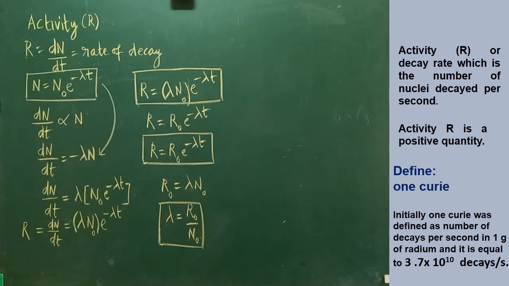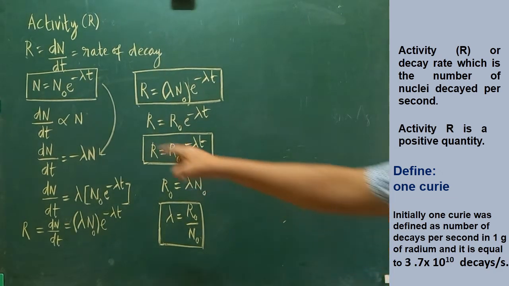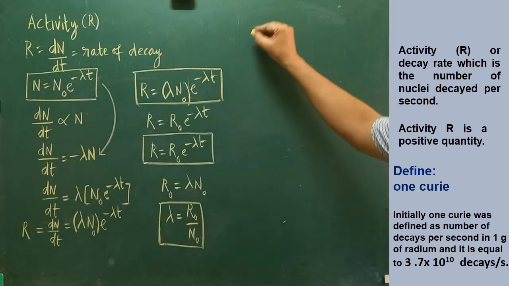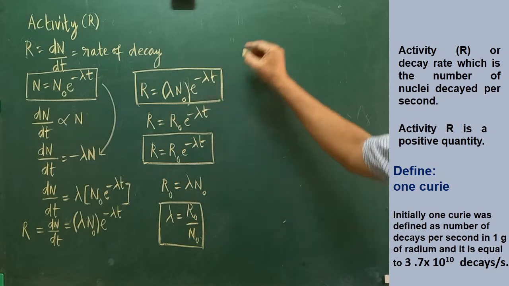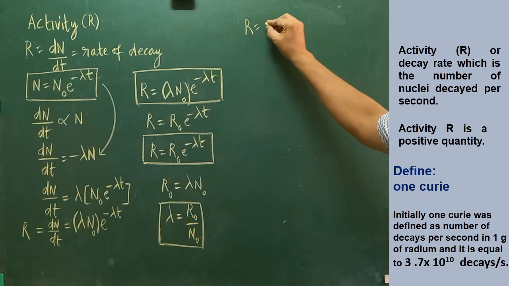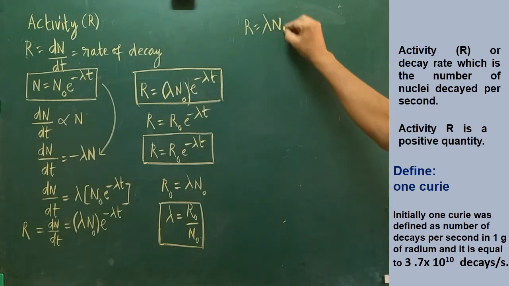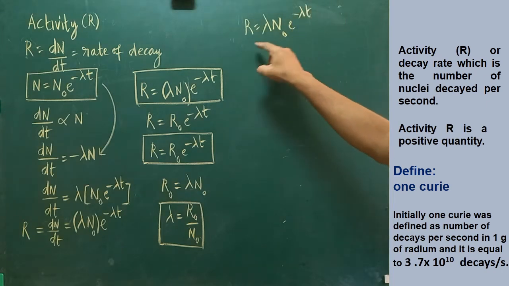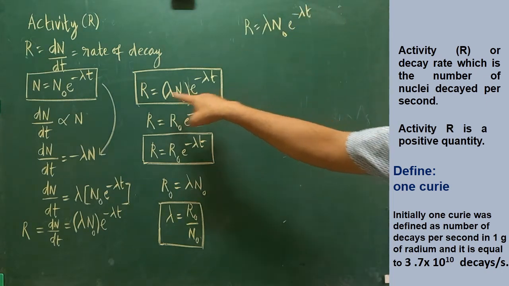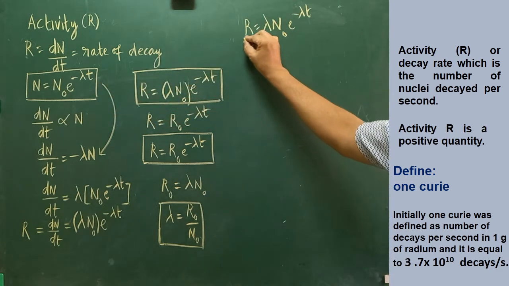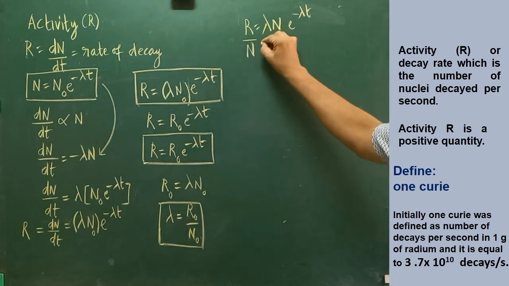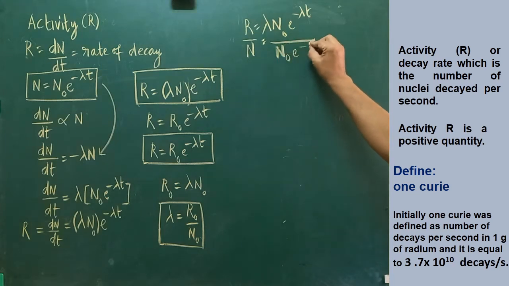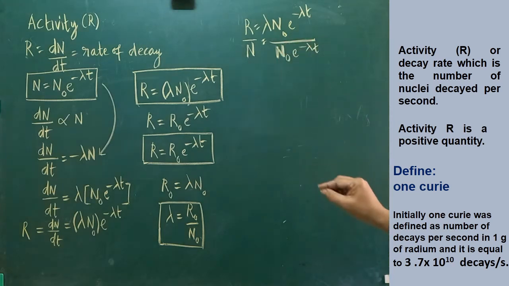Now I am going to derive one more expression. By using these two expressions, we are able to get another expression. Let us take this one. R is equal to lambda N naught e power of minus lambda t, and this expression can be divided by N is equal to N naught e power of minus lambda t. You will get one more expression.